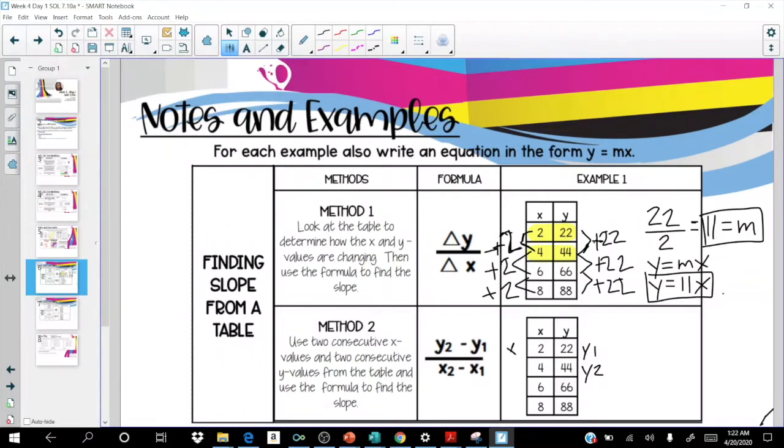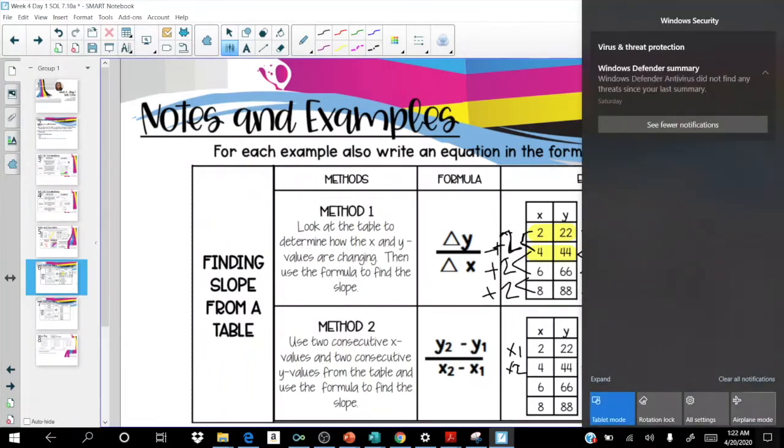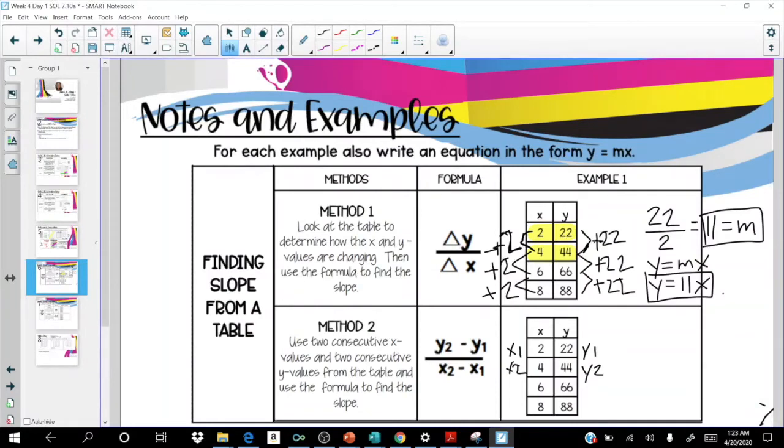Then that means x1 will be 2 and x2 will be 4. Okay. Then after you label your values, all you do is fill in the formula. So y2 is 44. Subtract y1, which we said was 22, over x2, which is 4. Subtract x1, which is 2.